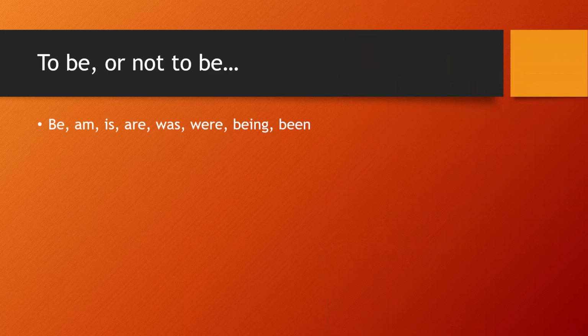So in English, to be is the most complicated verb we have. It should have eight different forms. So be is your infinitive form, to be or not to be. Then I am, he is, we are, you are, they are, I was, you were, he was, they were, and then he is being a silly goose. He has been a silly goose.